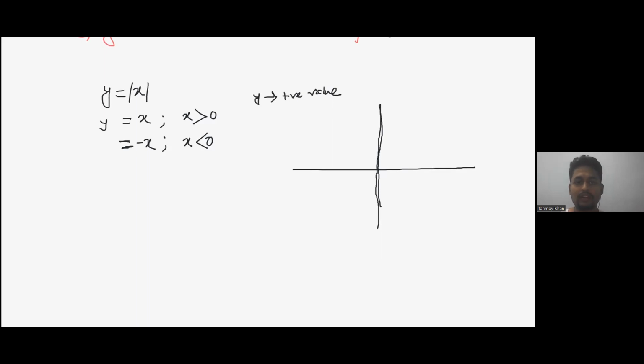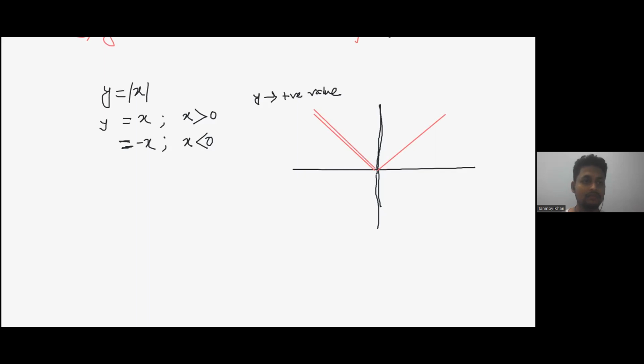In the first case, for positive values of x, y is equal to x, and we already have seen how y is equal to x looks. It will be a straight line from 0, 0 with no intercept. So it will be like this. Now if x is negative, then it will be minus x. That means minus of minus x, which means it will be positive.